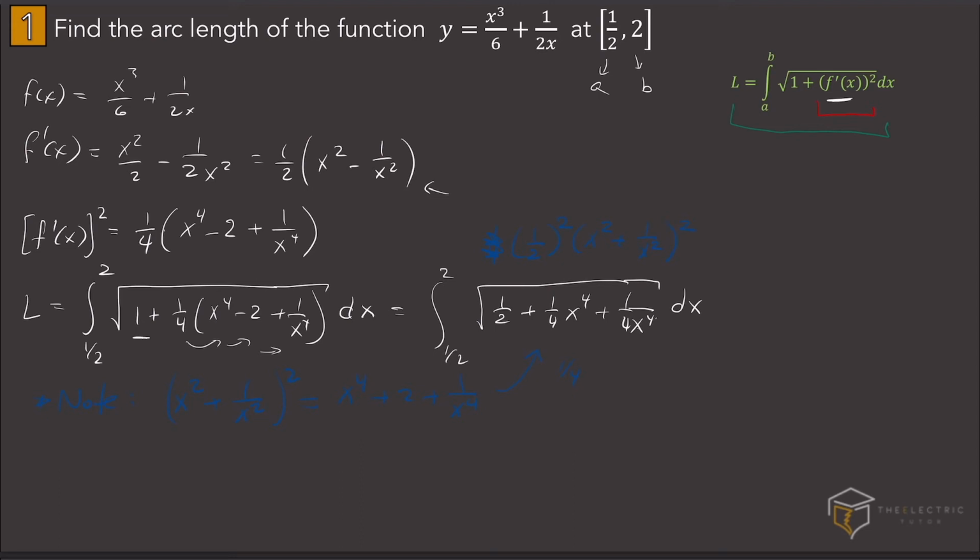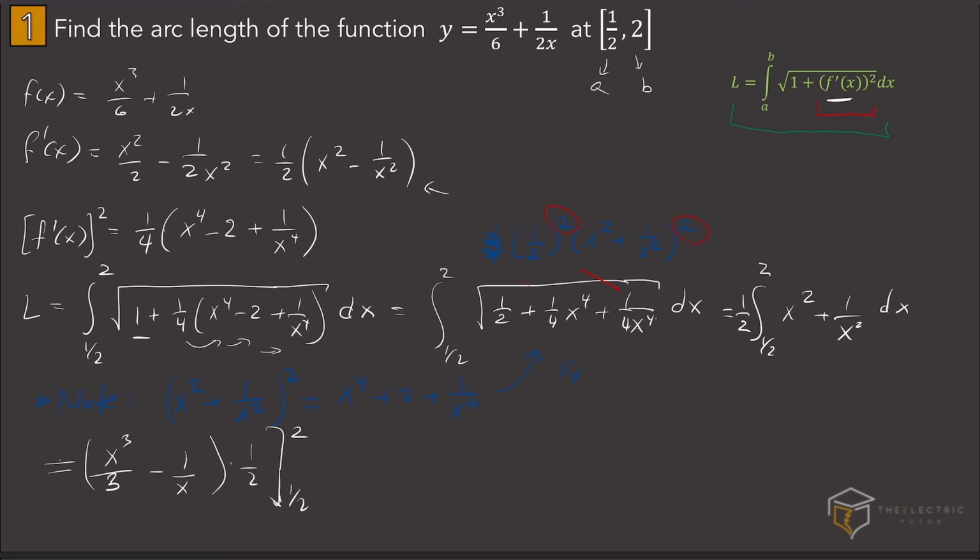The reason why I do that is because this is going to cancel with the square root. So I'll be left with the integral from 1/2 to 2, and I have a 1/2, and I'm going to write that here on the outside. Integral of x squared plus 1 over x squared dx, which is x to the 3rd over 3 minus 1 over x. This all times 1/2.